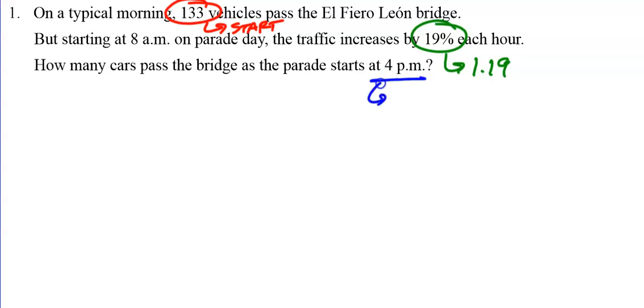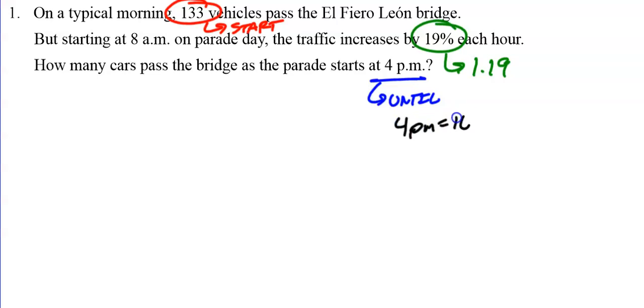So this is our number of hours until 4 p.m. We're going to start at 0, and the first hour will be 8. So if we go with 133 being 0, then at 8 a.m., we have it increasing by 19% each hour. So from 8 to 4, 8 a.m. to 4 p.m. is 1600.